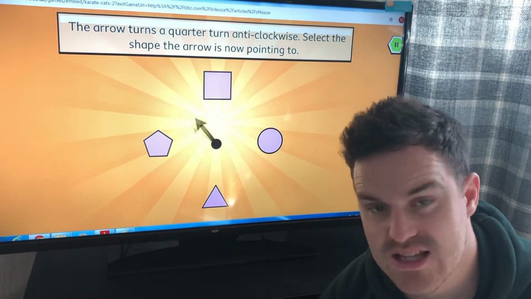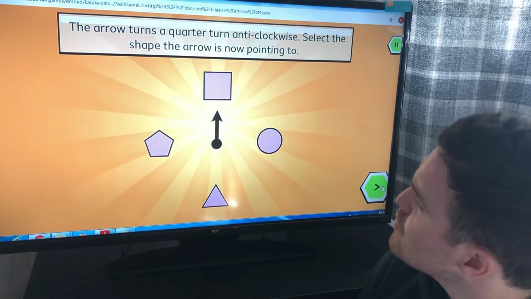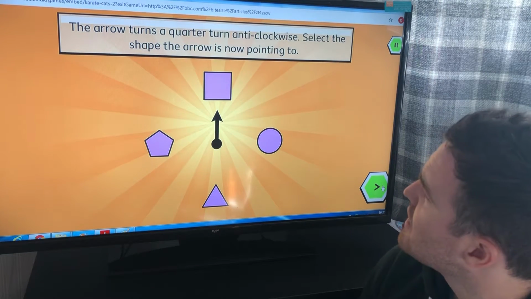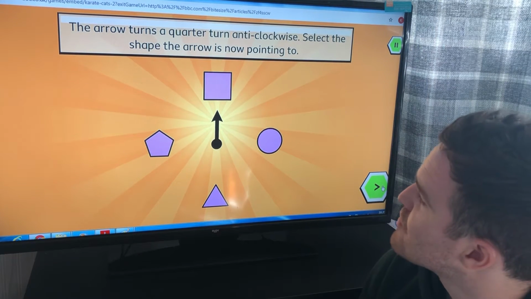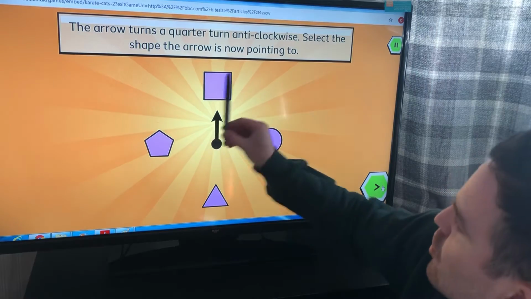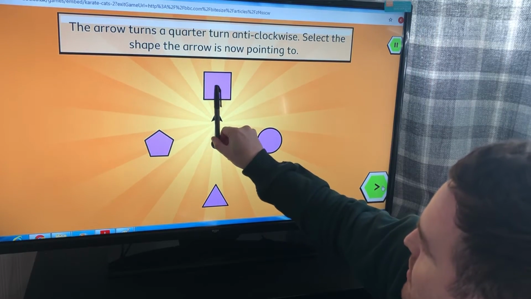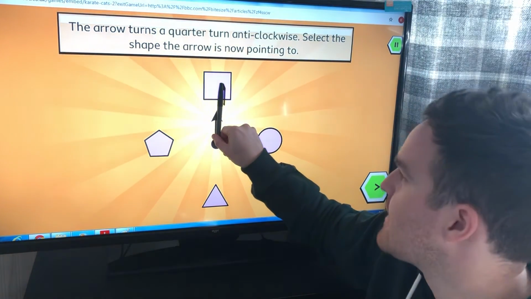Oh, I think we've got one last question, a tricky one. The arrow shows a quarter turn anti-clockwise. Select the shape the arrow is now pointing to. So a quarter turn anti-clockwise. So I know a quarter turn's going to go on my side.